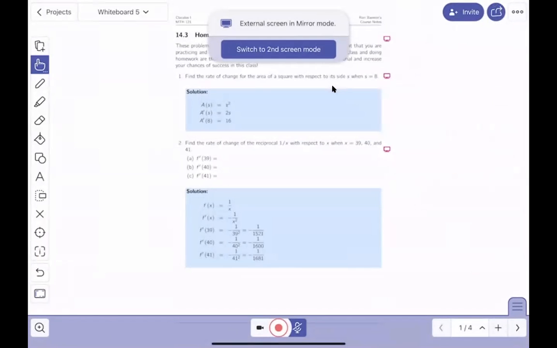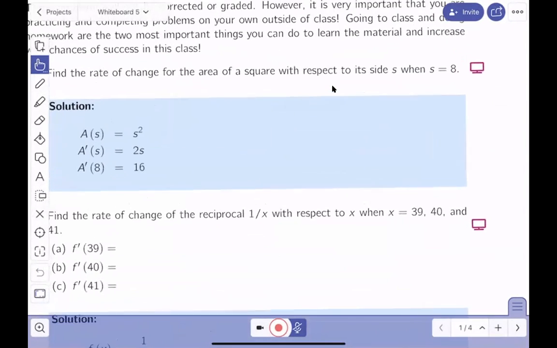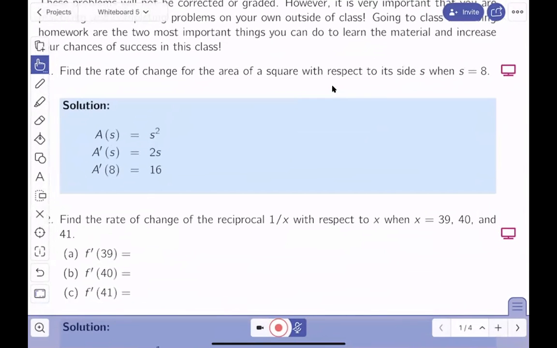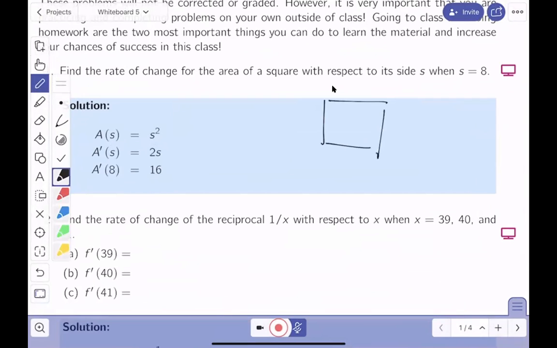Okay, so we're in 14 homework. Again, I'll certainly want to read it to you. It says find the rate of change for the area of a square. Well, the area of a square is a function of the length of its side. So I'm going to put a square down for you. That's my square, by the way, and it's got sides S.